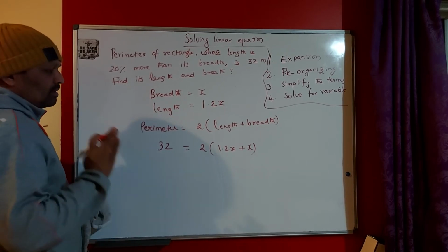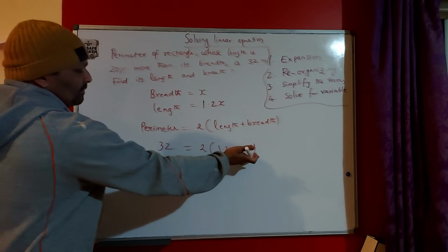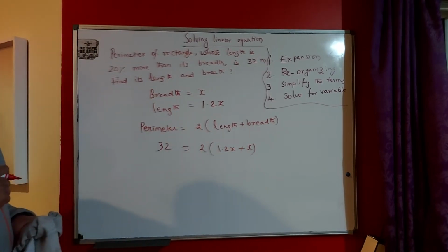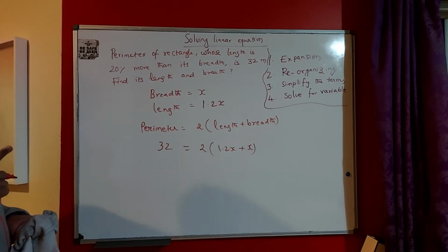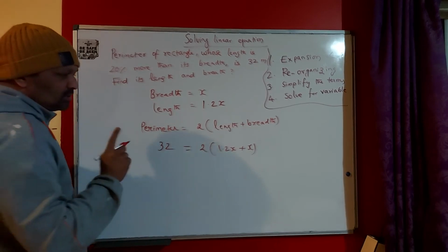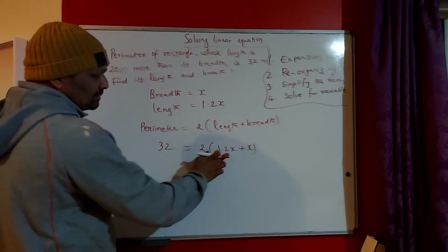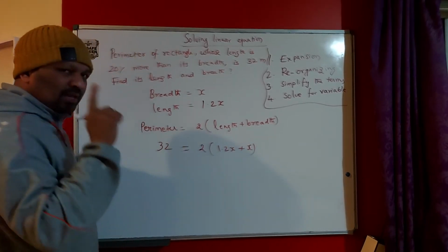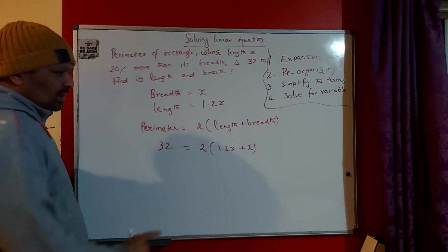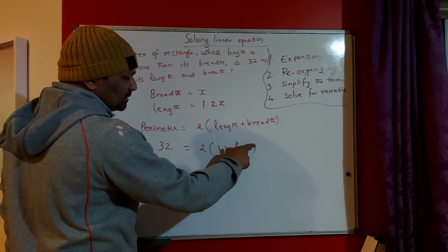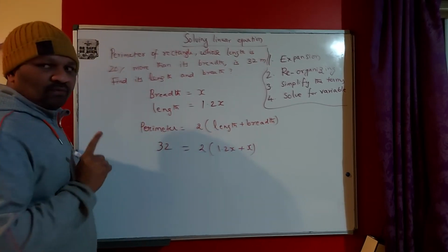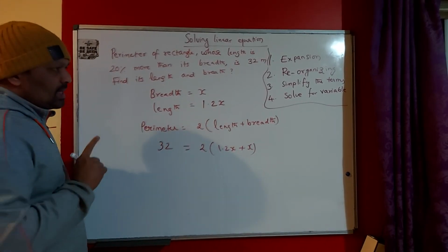Okay, now we have a linear equation. Is it a linear equation? Yes, it's a linear equation because we have one variable x, and we have two terms where we have x, and the power of the variable in these two terms is 1. So that is why this qualifies as a linear equation.